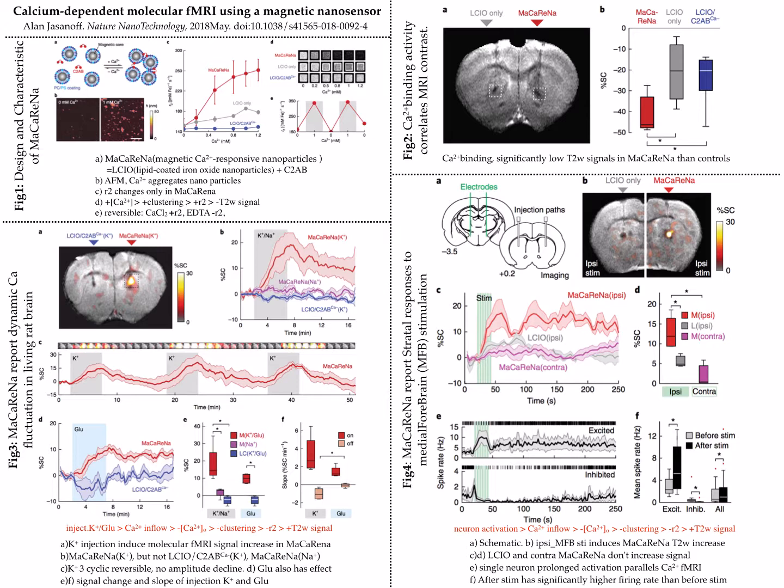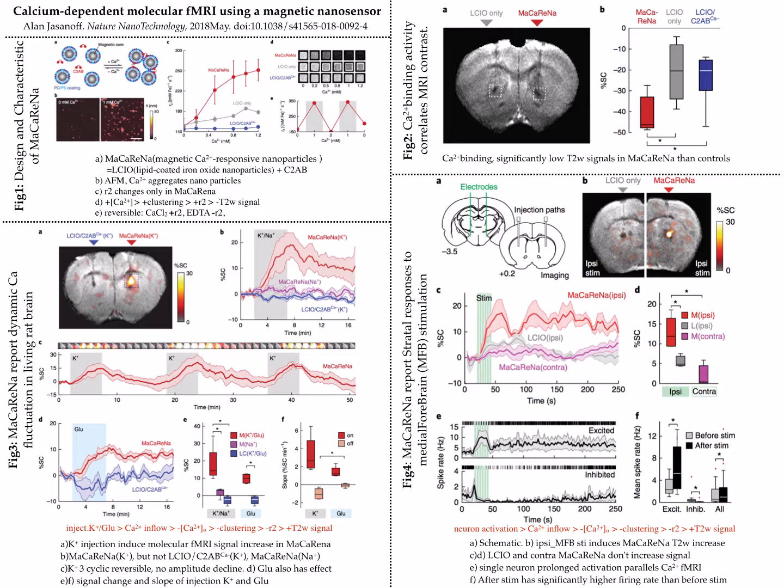If you titrate more calcium and then measure with T2 weighting signal, you will see MaCaReNa with more calcium, and the signal goes dark because the R2 increased. But for the control group, like LCIO only, or LCIO plus the mutant C2AB, that is a kind of fake MaCaReNa, there's no signal change with respect to calcium concentration.